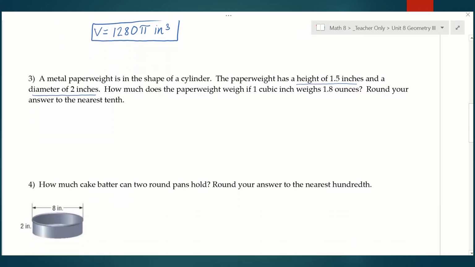Okay, so what this means is that we have to first figure out the volume in cubic inches, and then we'll convert that into ounces. Okay, so let's start with our formula.